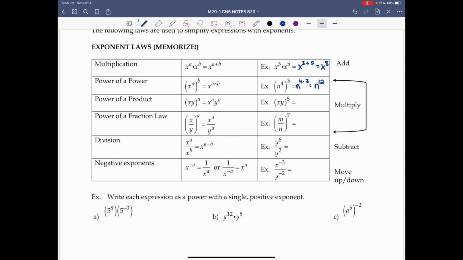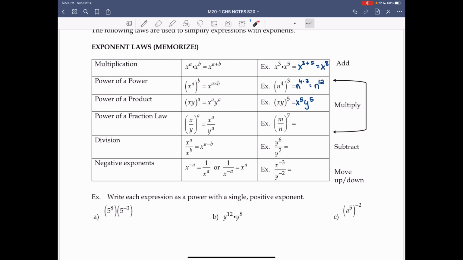The power of a product tells us that we can distribute an exponent into the brackets, and it goes to each of the terms in the product. So x times y to the power of a equals x to the power of a, y to the power of a. Example, xy to the power of 5 gives us x to the power of 5 times y to the power of 5.